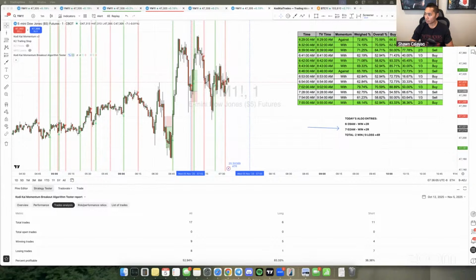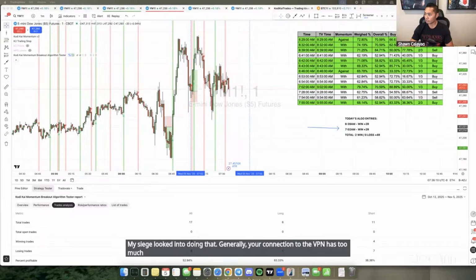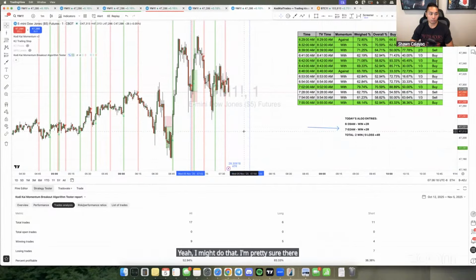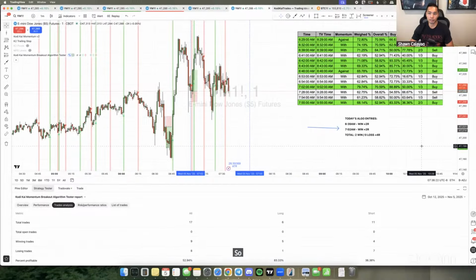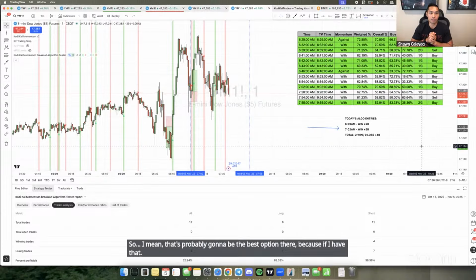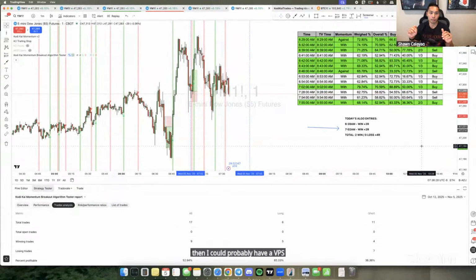Masij said he looked into doing that. Generally, your connection to the VPN has too much delay and it outweighs the benefits of a VPN server. VPS is much better. Yeah, I might do that. I'm pretty sure there are VPSs available near the exchange specifically for trading. So that's probably going to be the best option, because then I could have a VPS and control it from my Mac, but still trade on a PC over there. I'll look into that.